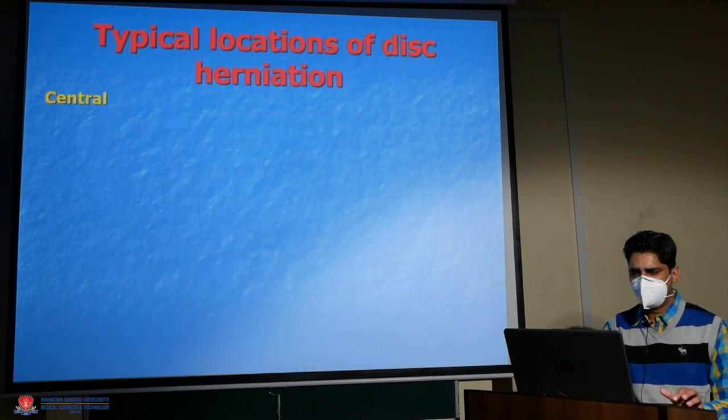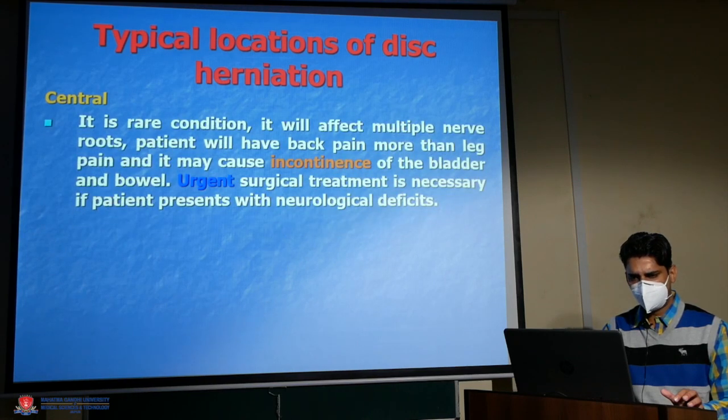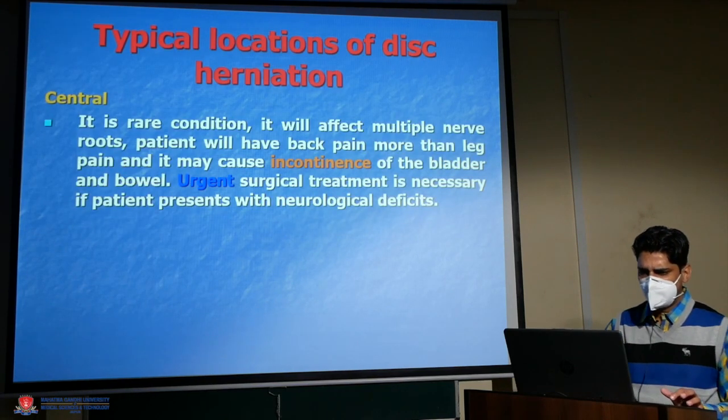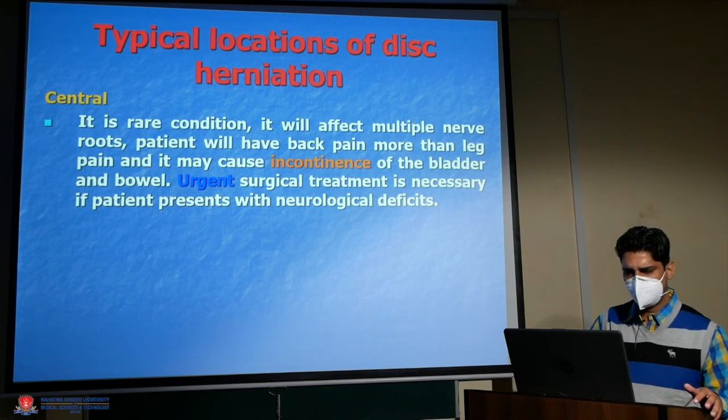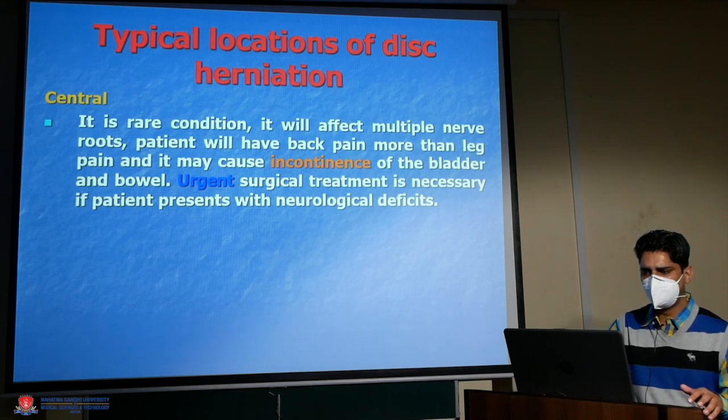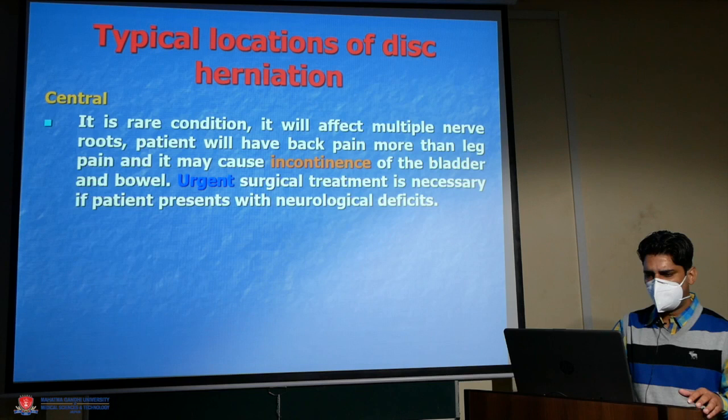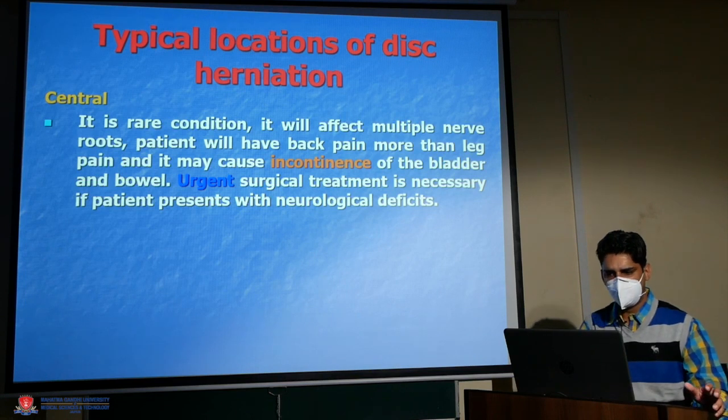Now typical location of disc herniation may be central. It is a rare condition. It will affect multiple nerve roots. The patient will have back pain more than leg pain, and it may cause incontinence of the bladder and bowel. It is also known as cauda equina syndrome. In cauda equina syndrome, we require urgent surgical treatment if the patient presents with neurological deficit along with bowel and bladder incontinence.